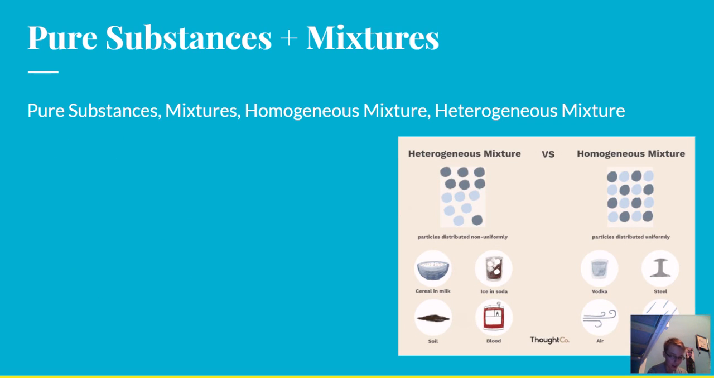Homogeneous mixtures are uniform in composition. You cannot see the different parts of the mixture. That includes steel, air, rain, Kool-Aid, salt water. Heterogeneous mixtures are mixtures that are not uniform in composition. You can see the different parts of the mixture. Example, oil and vinegar, cereal and milk, mint chocolate chip ice cream, ice and soda.